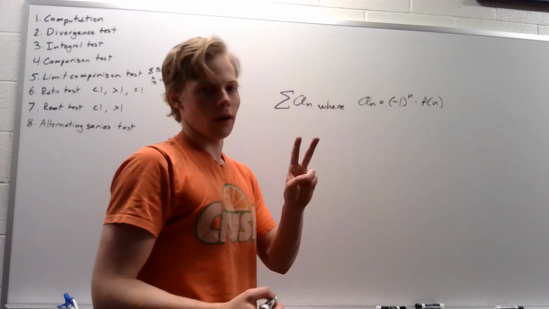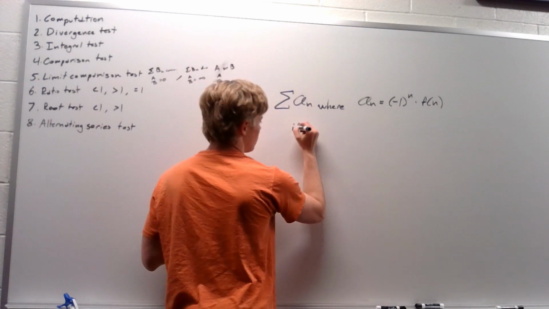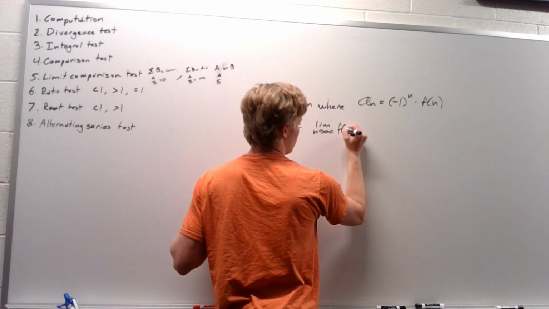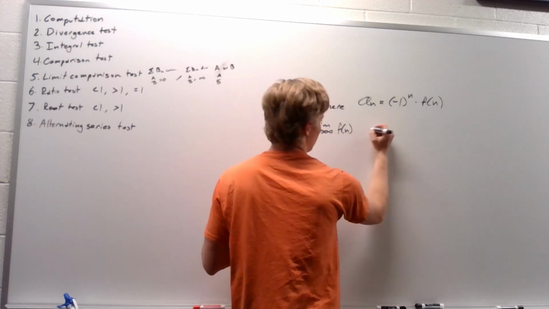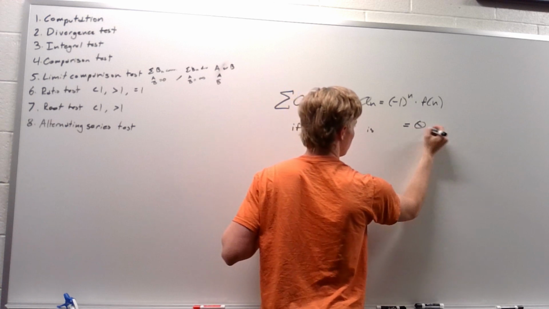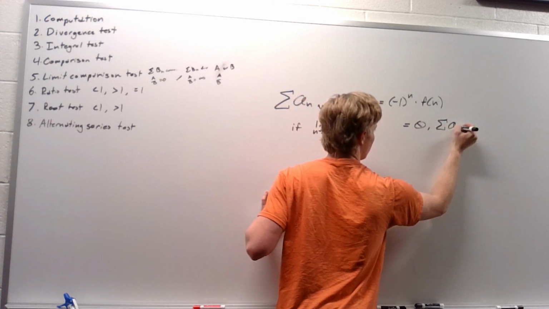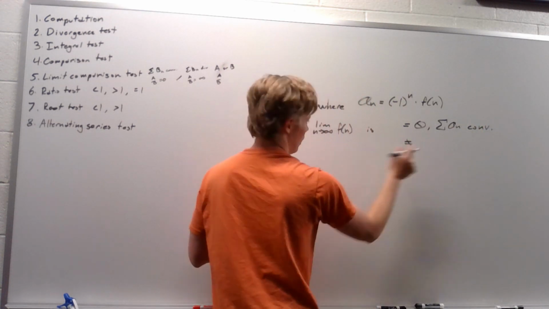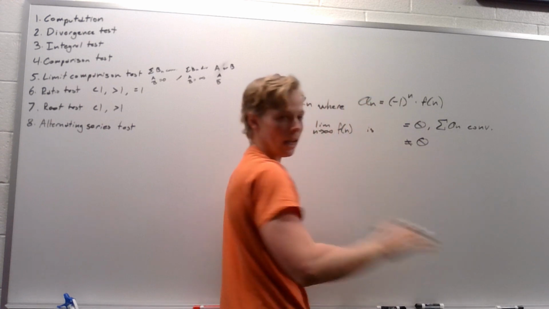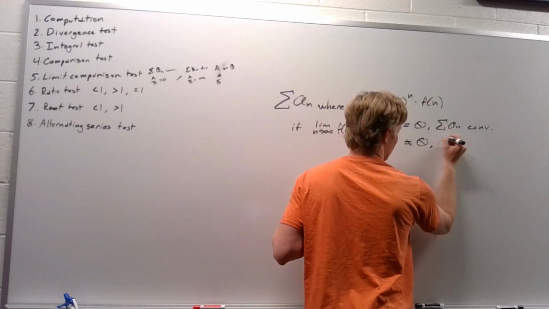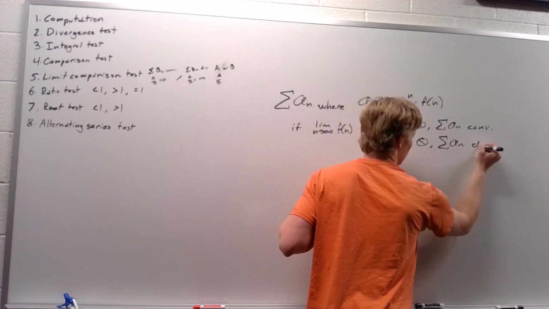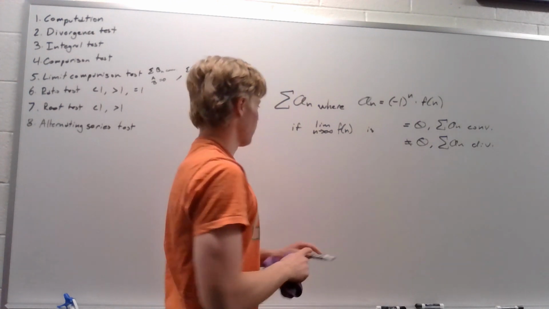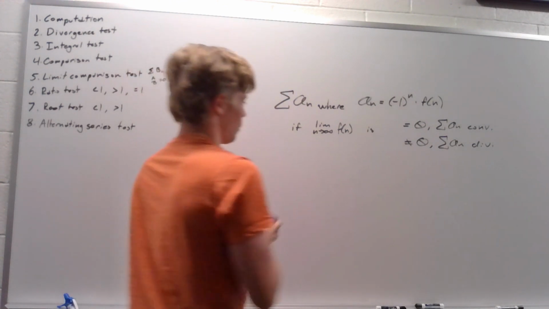And so there's only two scenarios in this test. If the limit as n goes to infinity of just the f of n part is equal to 0, then the sum of a sub n converges. And if the limit is not equal to 0, if it's equal to anything else whatsoever, then the sum of a sub n always diverges. And so what I really like about this test is that you can understand it visually.